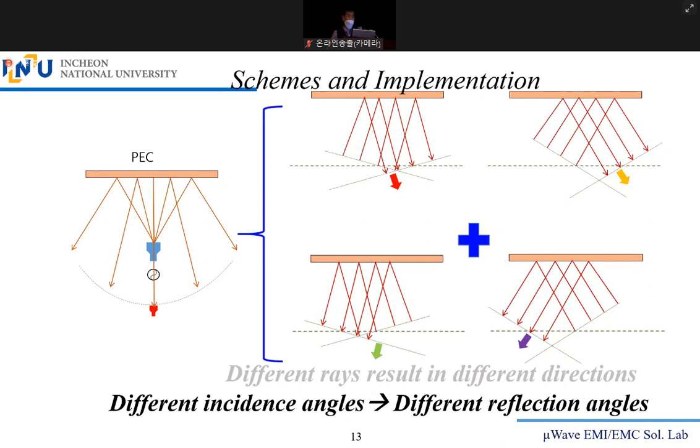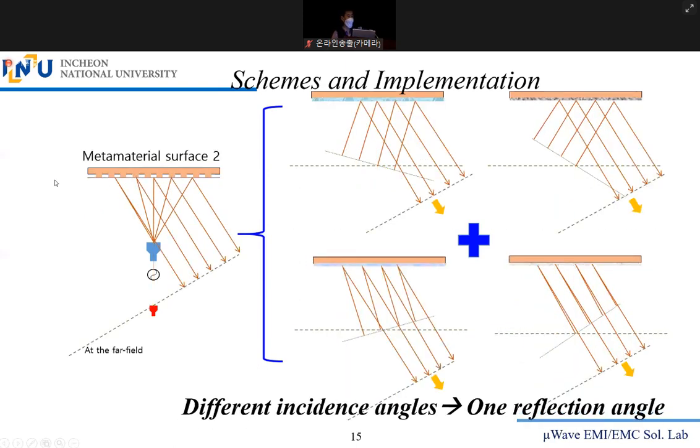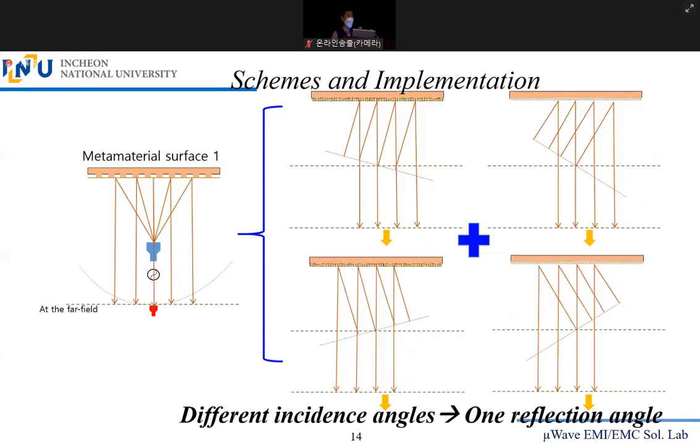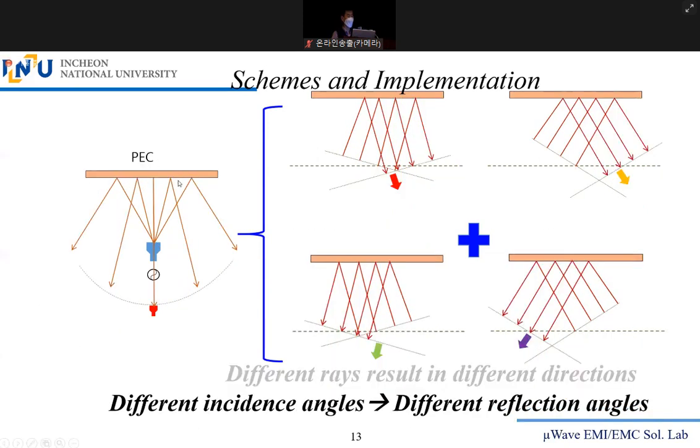Schemes and implementation will tell you the theoretical aspects of the reflection and incidence of wave as well. So you will see 1, 2, 3 examples first. This is simple, perfect electric conductor, such as copper. Copper means in Korean, guri, or simply speaking, metal. So don't be confused between metal surface and meta surface.